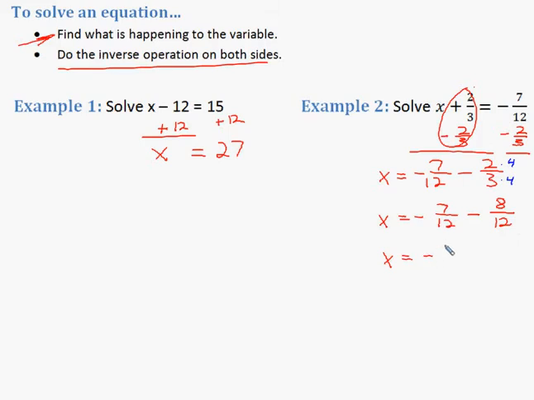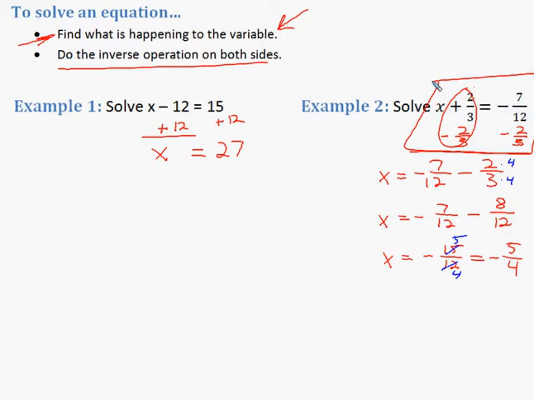So negative 15/12, which does reduce. 3 goes into this 4 times, 3 goes into this 5 times. And so we have negative 5/4 as our answer. So again, all we did: find what's happening to the variable, do the inverse operation to both sides. So that's what we did here.